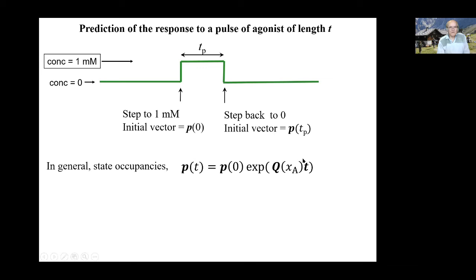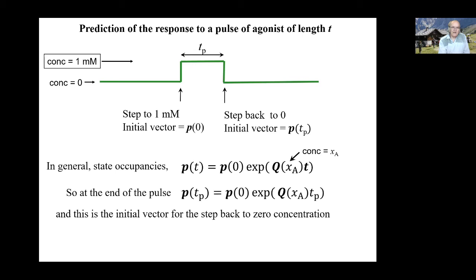Well, the general formula for state occupancies, this row vector contains the occupancies at time t, was that. We've written the Q as a function of agonist concentration in this case. That is the same old Q. So at the beginning of this pulse, the initial vector is P naught for this step. That's in general, since it starts from 0 concentration, it'll be in the resting state.